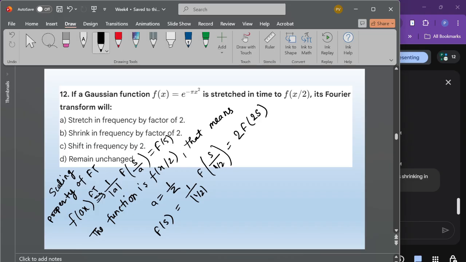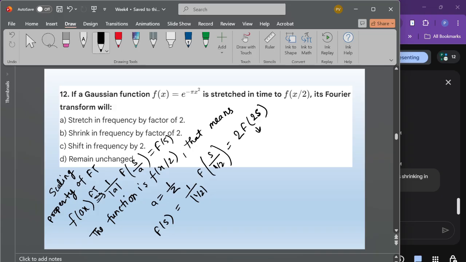The term F of 2s indicates that the frequency variable s is being multiplied by a factor of 2. Multiplying the argument by a factor that is greater than 1 results in compression or shrinking of the graph towards its origin.